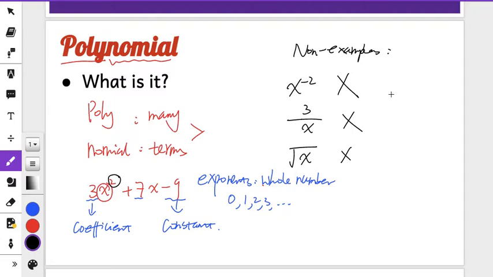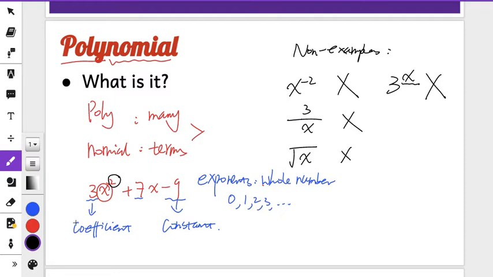Another non-example that is actually very common is 3 to the x power. As you can see, it doesn't matter what the number is, but the variable is in the exponent position, which is also not an example of a polynomial. In the future we'll learn that this is called an exponential function, but this is not a polynomial. You can pause the video and create more non-examples to help you understand this.